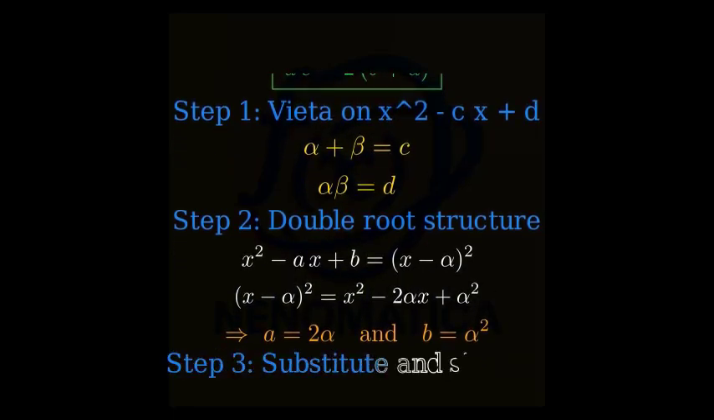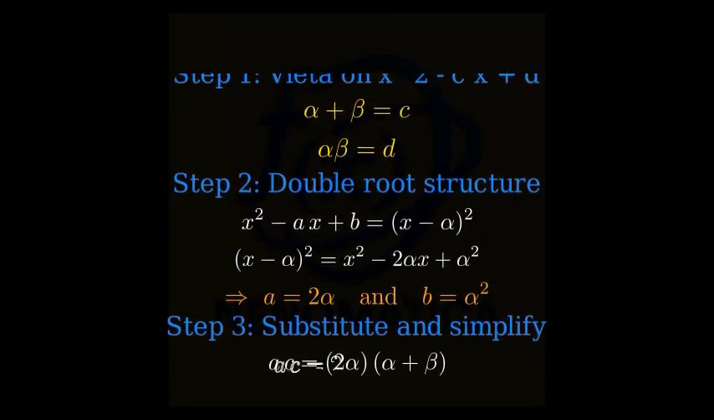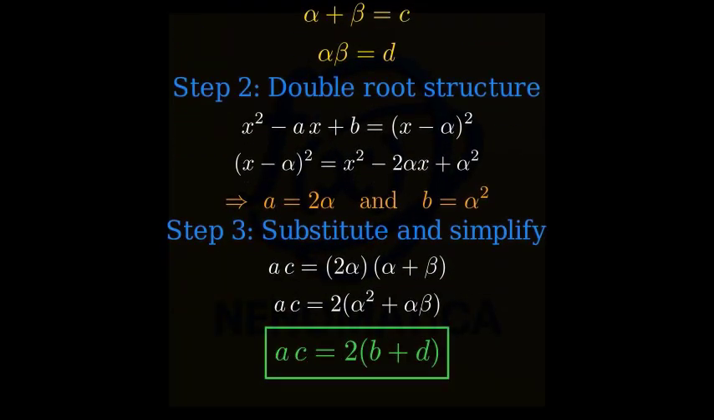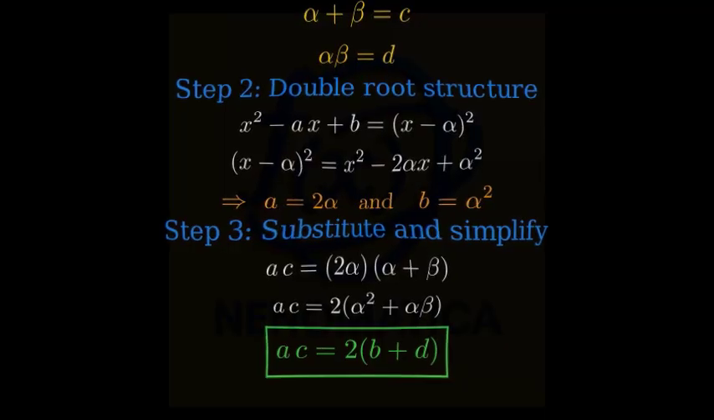Step 3. Substitute the identities into the target expression. Since a equals 2 alpha and c equals alpha plus beta, their product is ac equals 2 alpha times the quantity alpha plus beta. Distribute to get 2 times alpha squared plus alpha beta, using b equals alpha squared and alpha beta equals d. This becomes 2 times the quantity b plus d, which proves the claim.